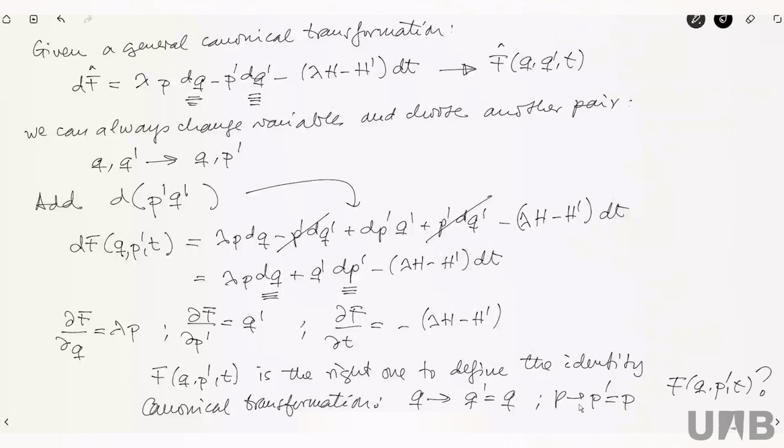And the interesting thing, of course, will not be this, but what happens if we start making little changes with respect to this identity canonical transformation.